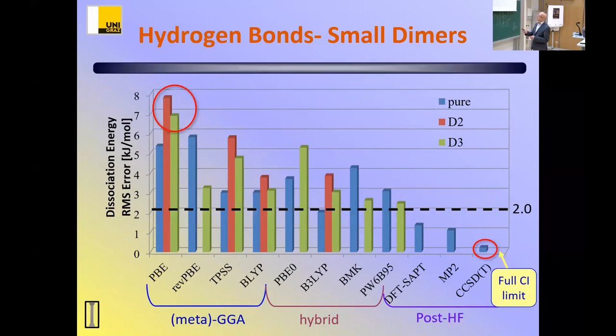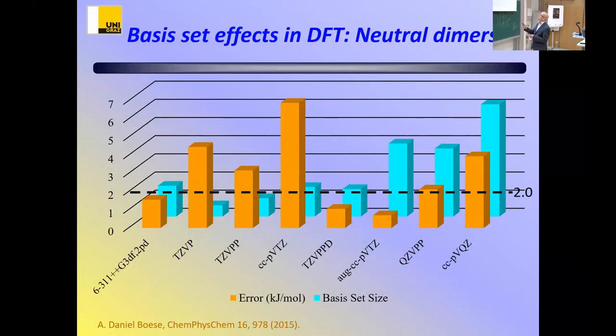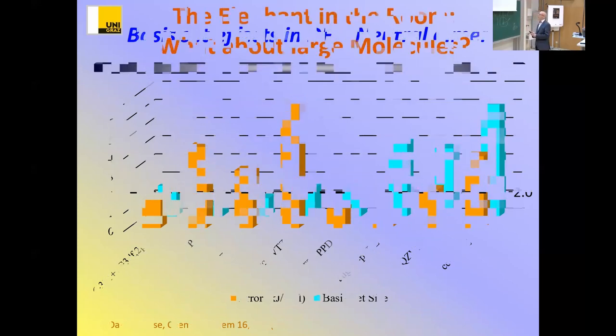Okay, then you take a look at what the basis set effect would be for the neutral dimers. Those are all counterpoise corrected values. And you see here that you basically need diffuse functions to even get to the accuracy of 2.0 kilojoules per mole, in order to compare this to the basis set limit. So you see, even a quadruple zeta basis set will not give you good results, in this case for the small dimers, and if you start to tear them.